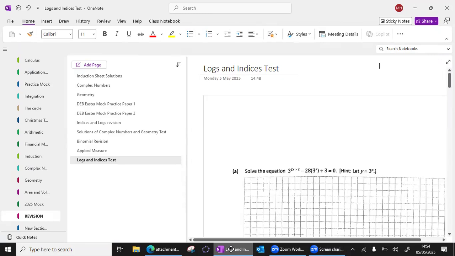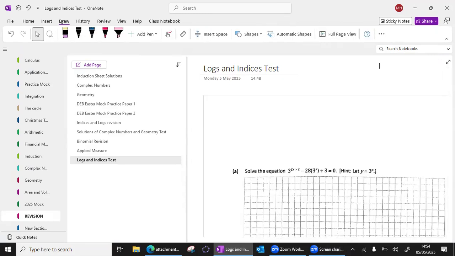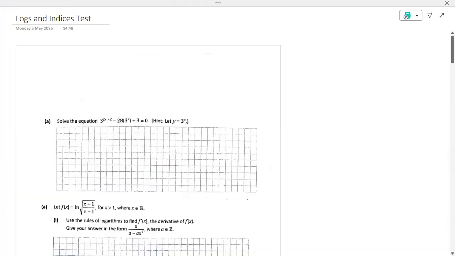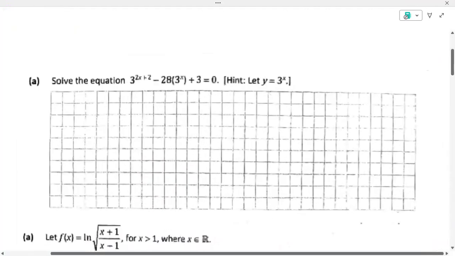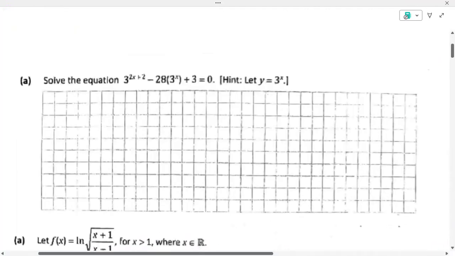So I just thought I'd run through some of the solutions of the logs and indices test because I could see there were some problems with some of the questions. So this first one here is worth 10 marks. It gives you a hint to allow y to equal 3 to the x.